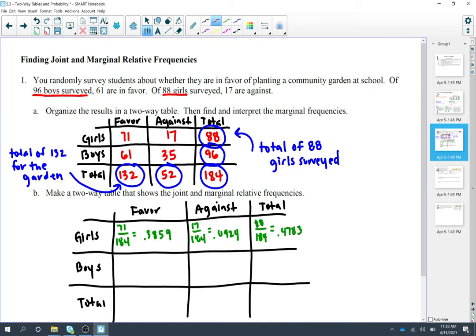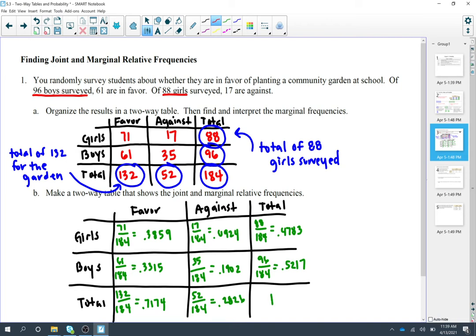Now to complete our table, we're just going to keep doing this. So now we're going to look at the boys in favor, which was 61 out of our total. And again, we're going to convert this into a decimal. The reason we're doing decimals here is because ultimately we're going to look at these as a percent when we interpret them. And then we have our total over here, which is 96 out of 184. And then last one with our totals down here, 132, 52. And then ultimately, we're going to have a total of 1 because we have 184 out of 184.